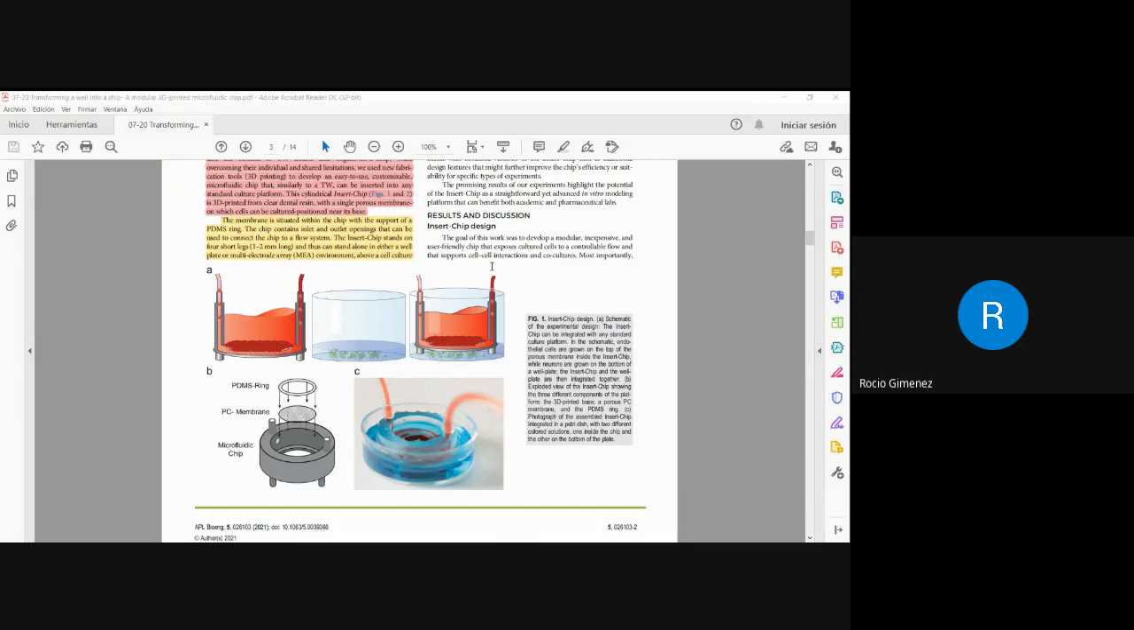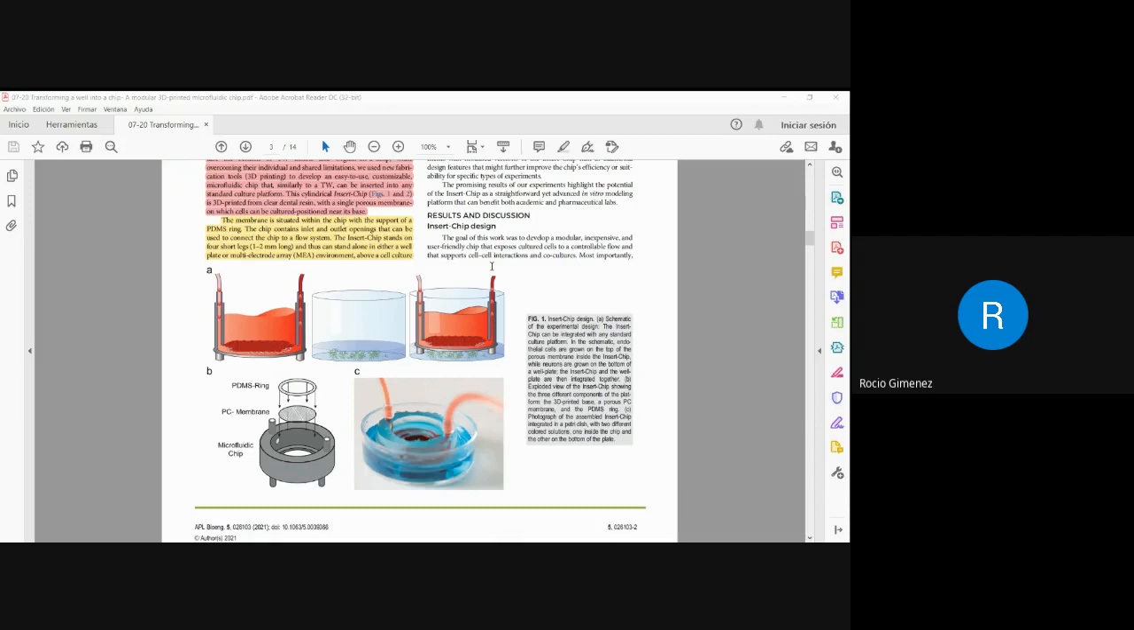The insert chip has several design aspects that overcome the current limitations of organs on a chip. The first one: the insert chip is a standalone platform that can be integrated into almost any standard culture platform. This feature enables cells to be cultured without undergoing special optimization procedures.